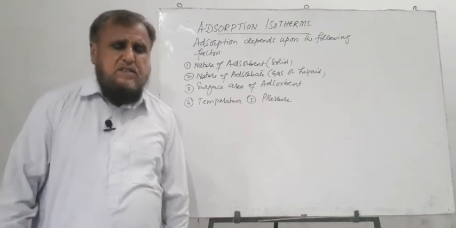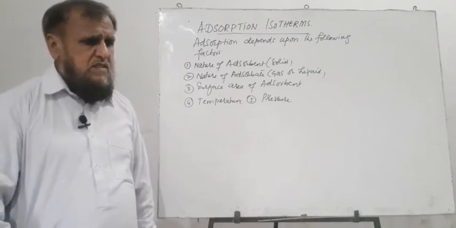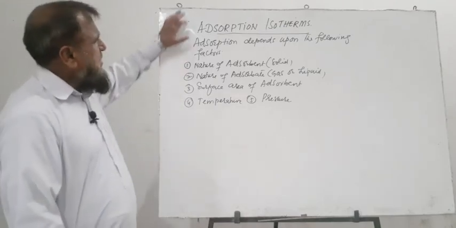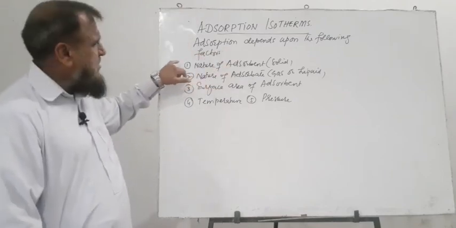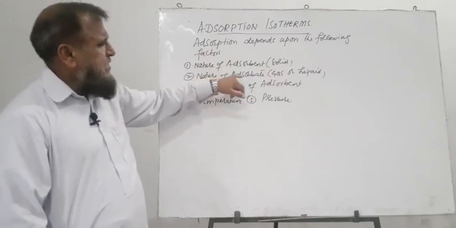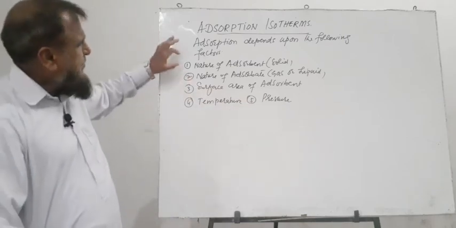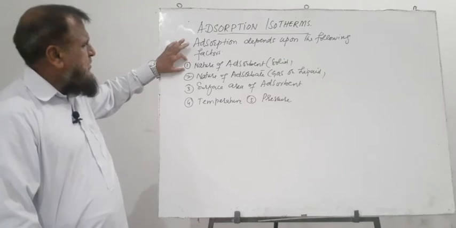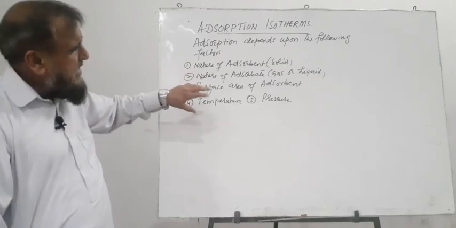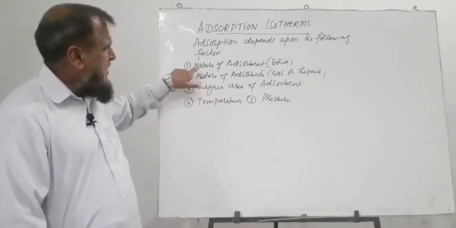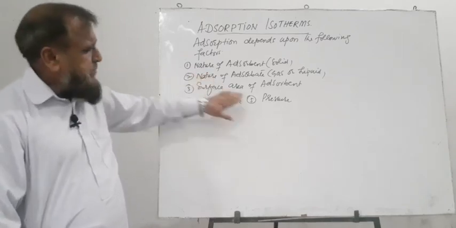Dear students, today's lecture is for semester 6 surface chemistry, which is a chapter of physical chemistry, and the specific topic is adsorption isotherms. We know that adsorption depends upon the following factors: nature of adsorbent, nature of adsorbate or gas, surface area of adsorbent, temperature and pressure. If the adsorbent is same, adsorbate is same, surface area is same and temperature is same, then we can develop a relationship between the amount of gas adsorbed on a given mass of adsorbent and pressure.